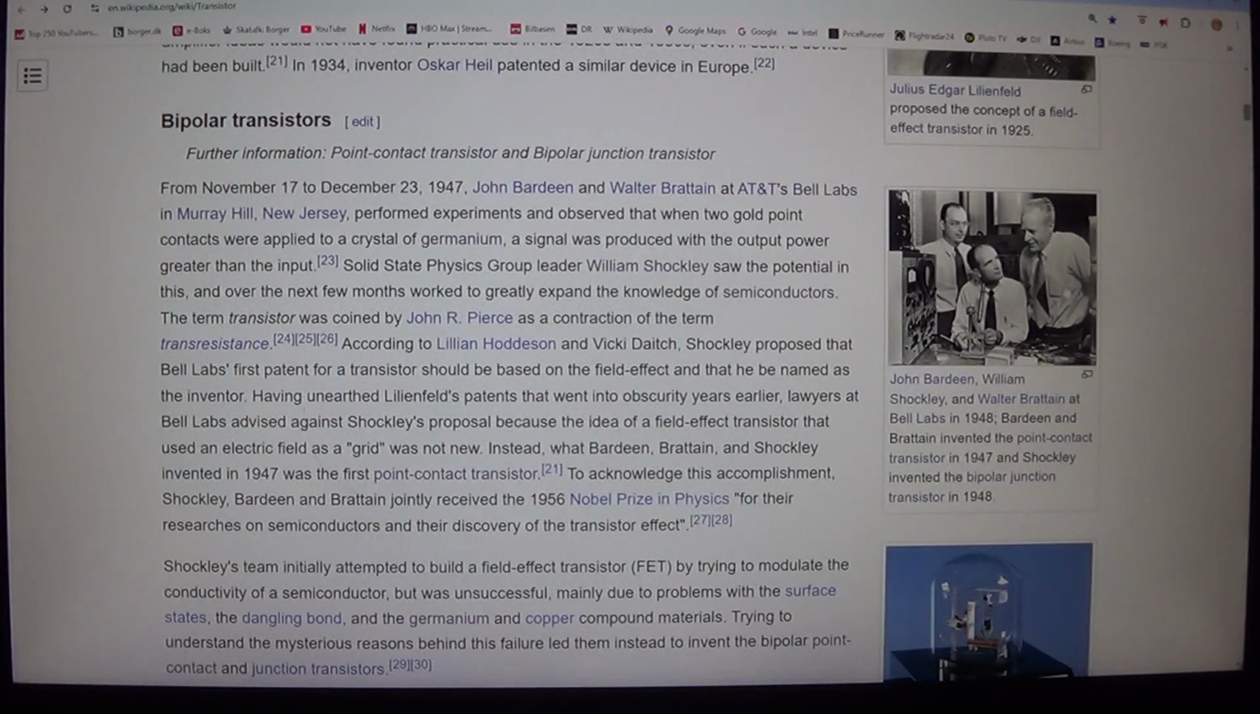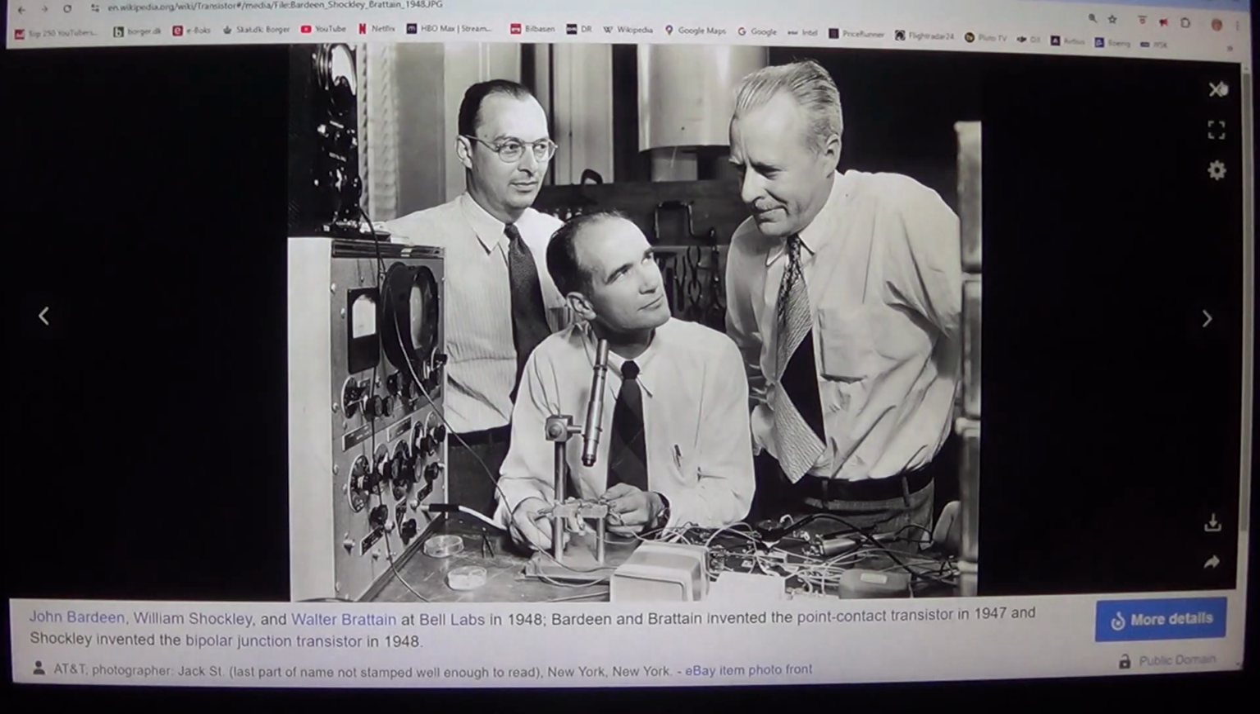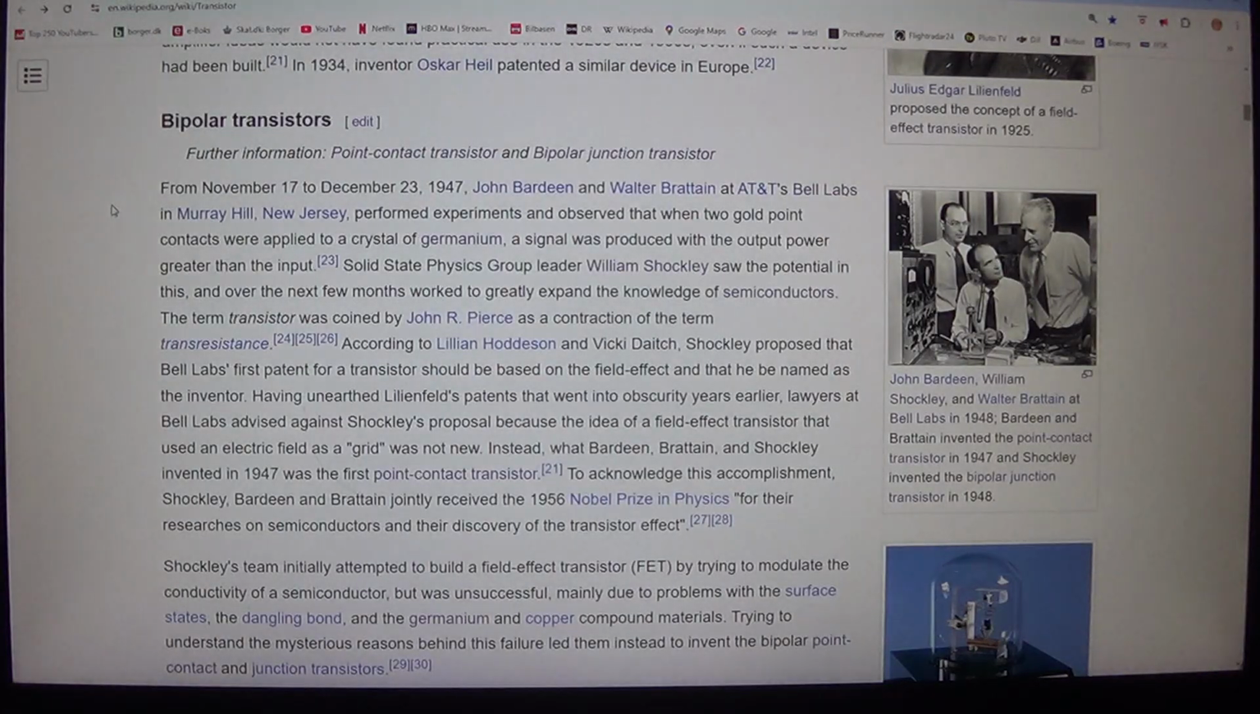Bipolar transistors. Further information: point contact transistor and bipolar junction transistor. From the 17th of November to the 23rd of December, 1947, John Bardeen and Walter Brattain at AT&T Bell Labs in Murray Hill, New Jersey, performed experiments and observed that when two gold point contacts were applied to a crystal of germanium, a signal was produced with the output power greater than the input. Solid-state physics group leader William Shockley saw the potential in this, and over the next few months worked to greatly expand the knowledge of semiconductors.